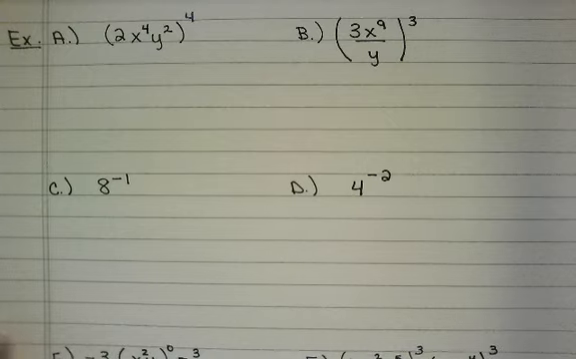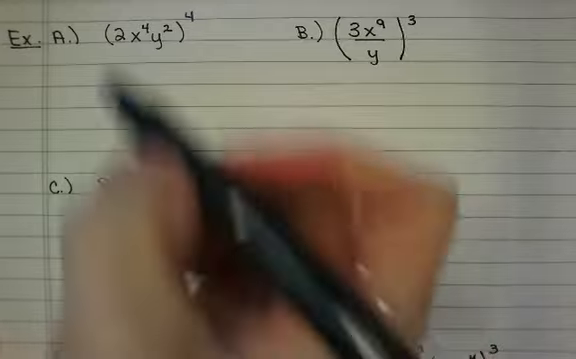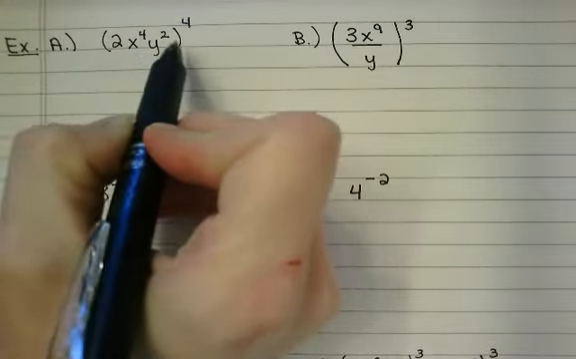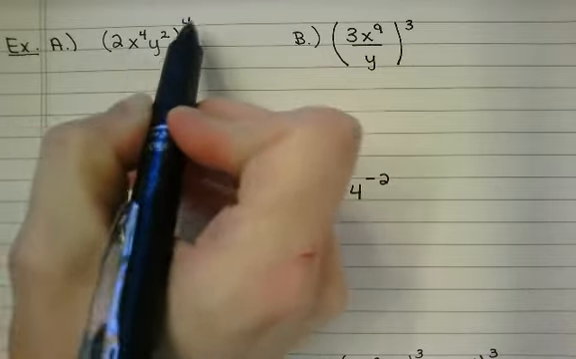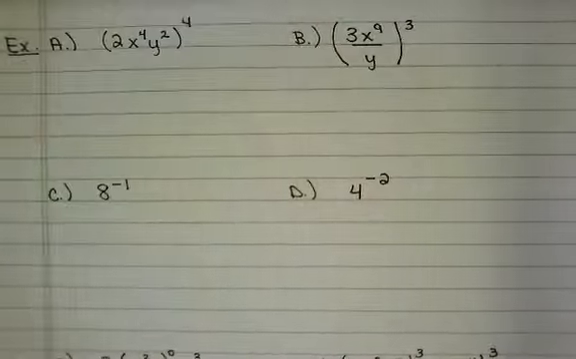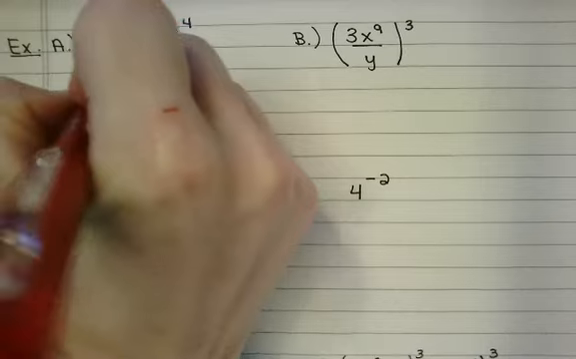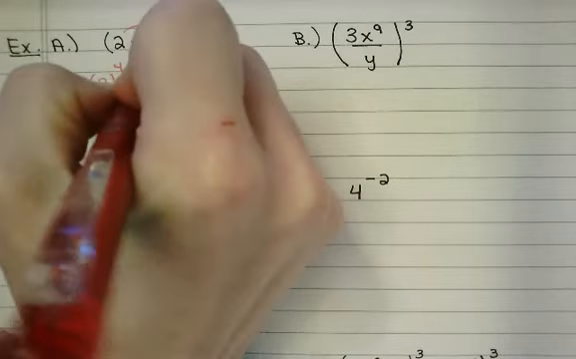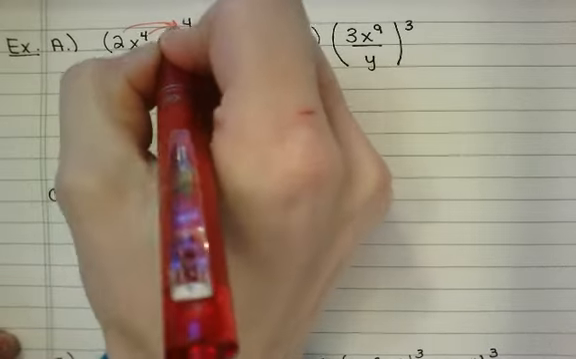All right, now we're going to start getting into some examples where maybe they add a little bit more to it than we're used to. So another property that we talked about said, if you've got information inside of a parenthesis, as long as it doesn't have addition or subtraction, all of it gets taken to that power. So I'm going to take the 2 to the 4th. I'm going to take the x to the 4th, also to the 4th, and then I'm going to take the y squared and take that to the 4th as well.